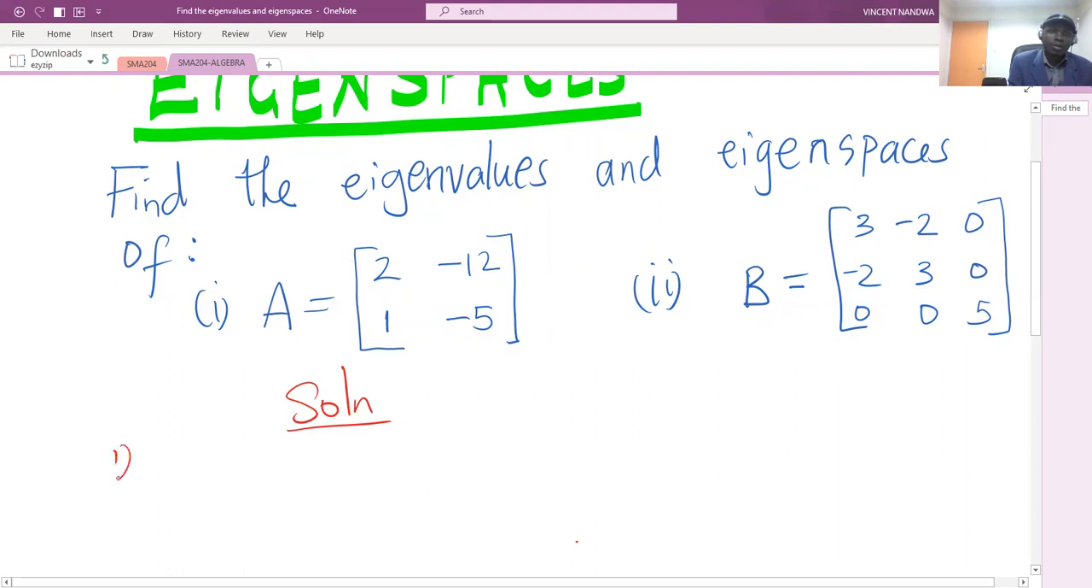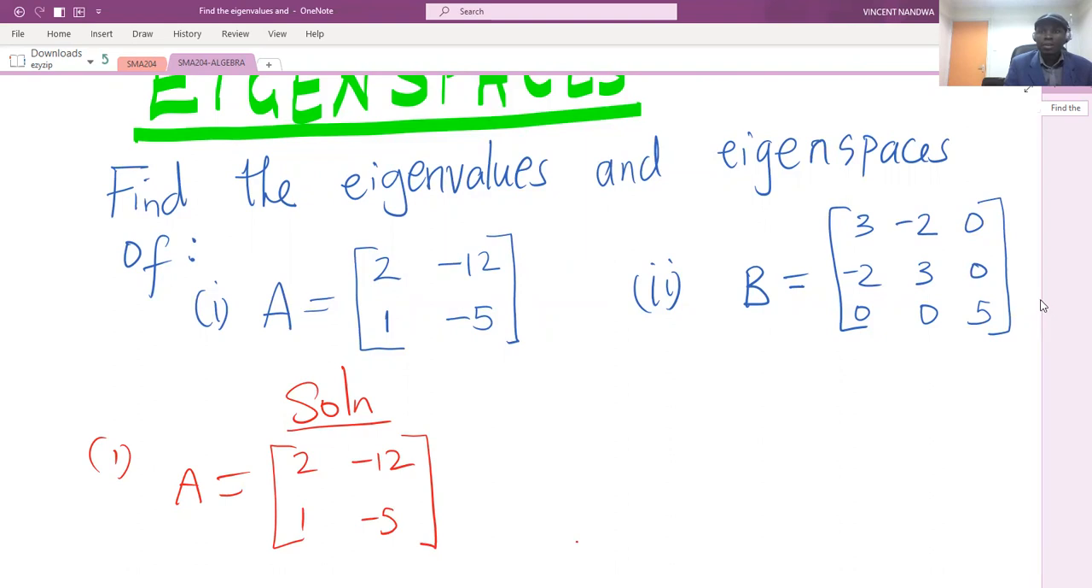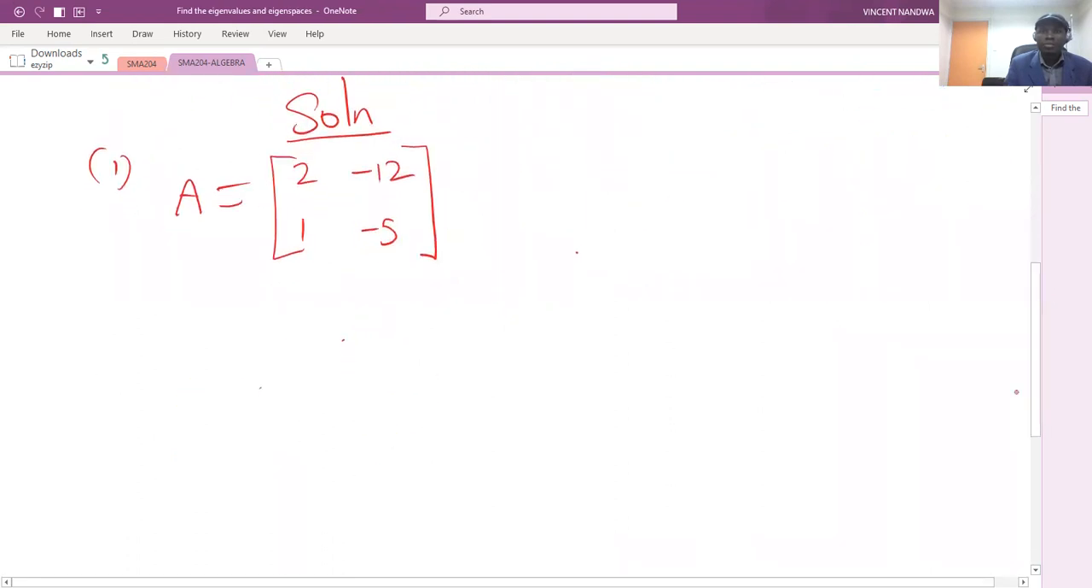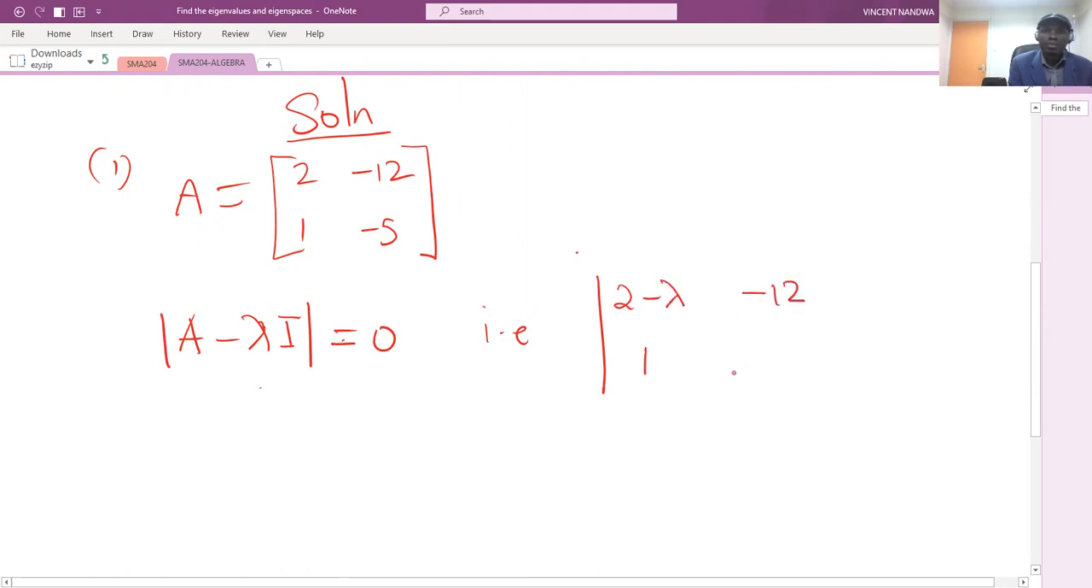For the first one, for this matrix, the first step is to find the eigenvalues, and eigenvalues are obtained from the characteristic equation. So we solve this equation, determinant of A minus lambda I equals 0, i.e. we'll have 2 minus lambda, 1, minus 12, minus 5 minus lambda equals 0.